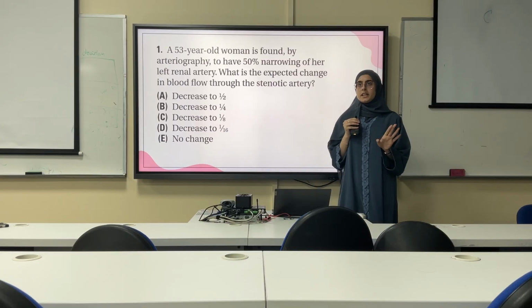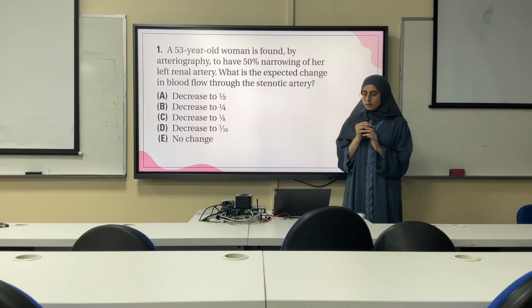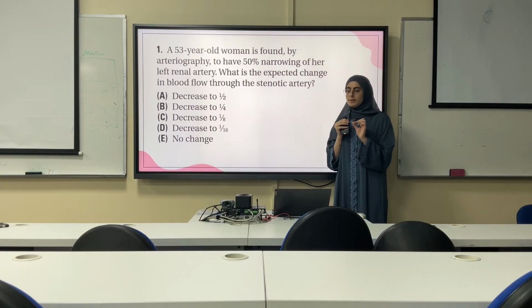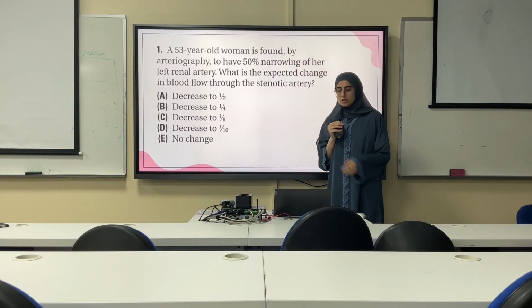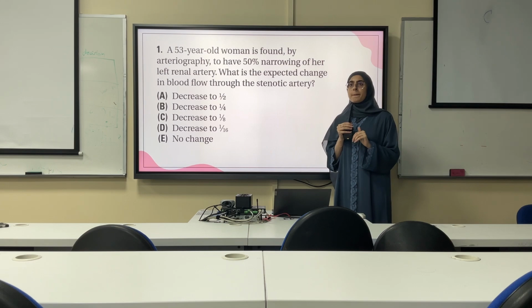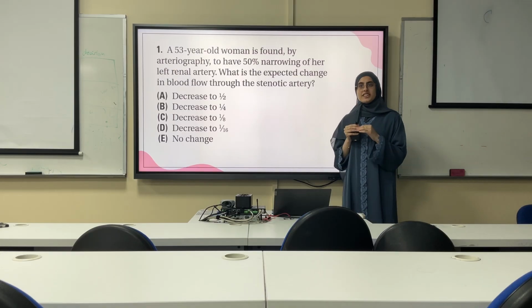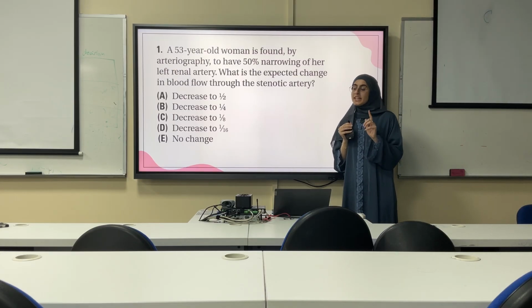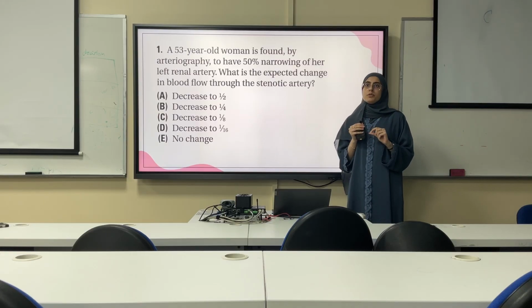Okay, now we're going to come with this question. A 53-year-old woman is found by the arteriography to have 50% narrowing of her left renal artery. What's the expected change in the blood flow through the stenotic artery? Stenotic means narrowing. Be careful about what the question is giving you and what it's asking you for.